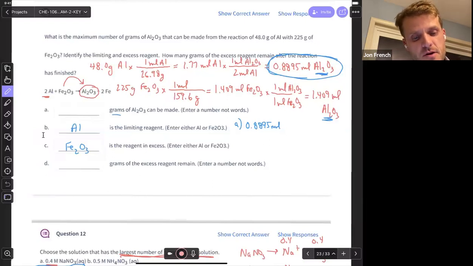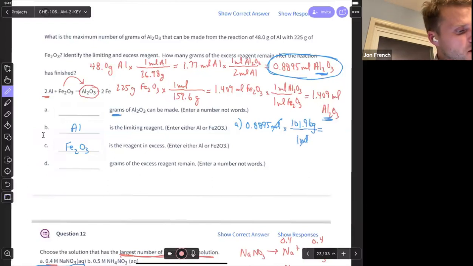Here, they're asking for the grams of product as well, so we have to do one more step. 1 mole of aluminum oxide, MK tells us, is 101.96 grams. So moles cancel out. We multiply by 101.96, and we're going to make about 90.7 grams of aluminum oxide in this reaction.